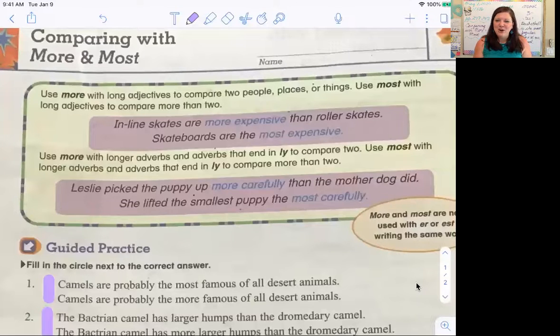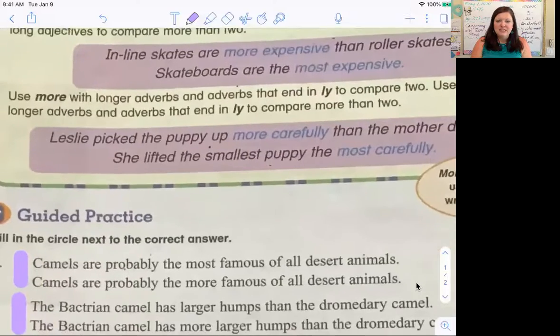Let's look at the circle here. More and most are never used with ER or EST, writing the same word. That's what I mentioned earlier, talking about a double comparison. We're never going to use more with ER or EST with most. We're only going to use one. Let's look at the guided practice together. Fill in the circle neatly, completely, and darkly, next to the correct answer. Let's look at number 1 together. Now, you'll notice that both of those sentences look very similar to one another, but we have to look carefully to determine the slight differences.